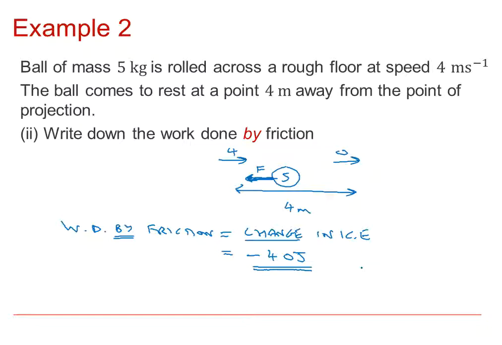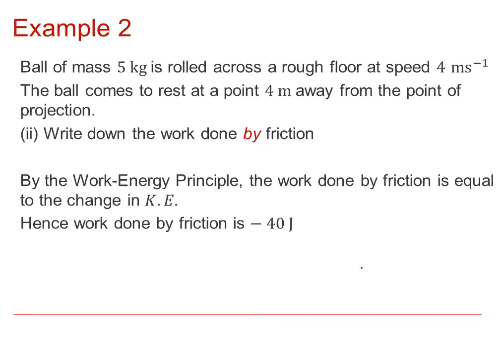You may come across questions that ask you for the work done against friction. The work done against friction would be plus 40 joules. The work done by the friction is minus 40 joules, as we can see there. So the thing to remember is the work done by the force equals the change in kinetic energy.